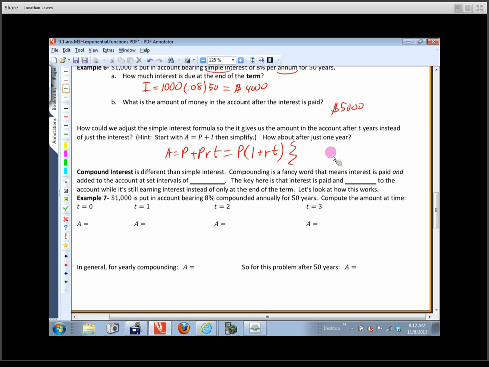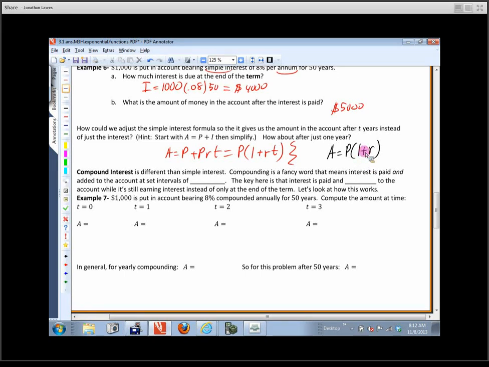So that means the amount in the account after 1 year is P times (1 plus R). Now, let's talk about why these are in there. This 1 is just the number 1. That R is a percentage rate as a decimal. So this is a percent. What if we talked about 1 as a percent? What is 1 as a percent? What does it represent? I hear it. 1 means 100%.